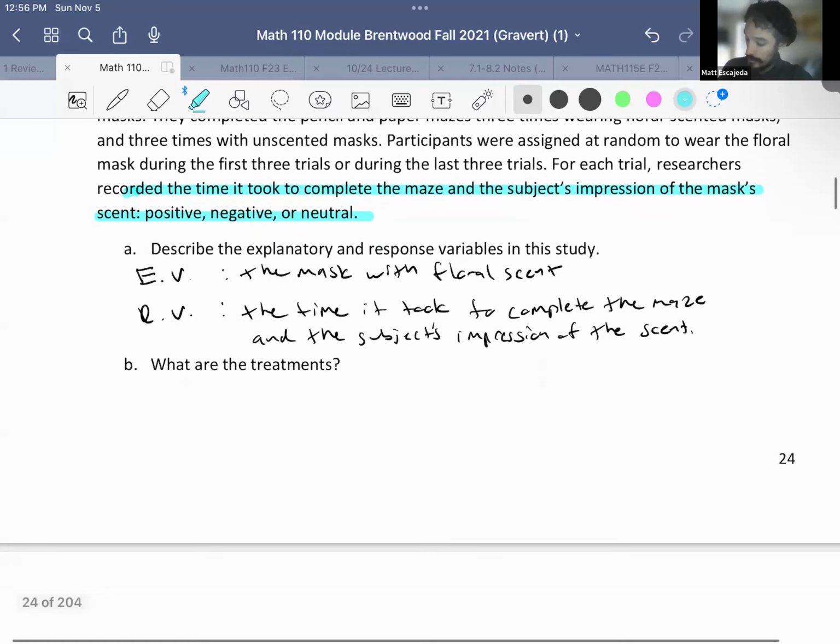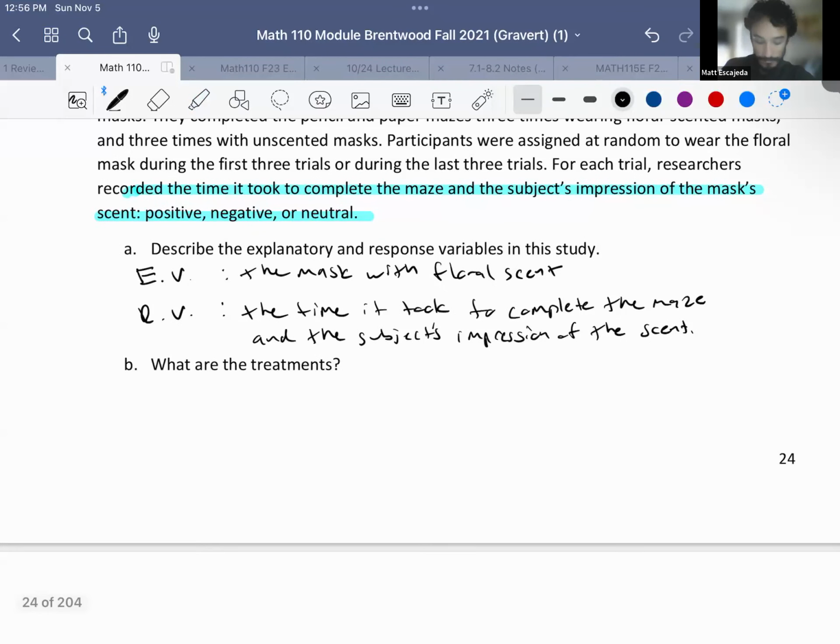But okay, so what are the treatments? Treatments are just the scented mask and the unscented mask.